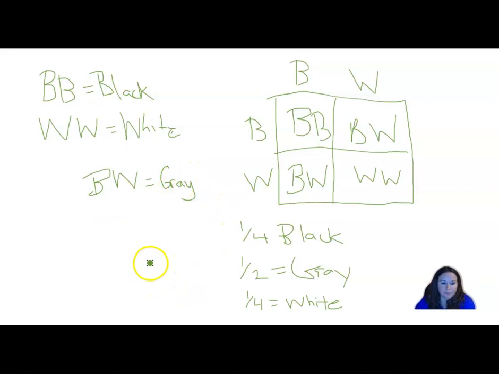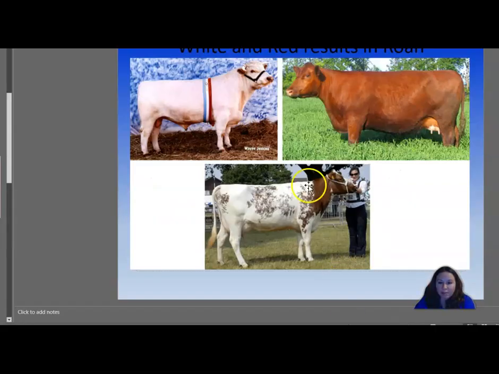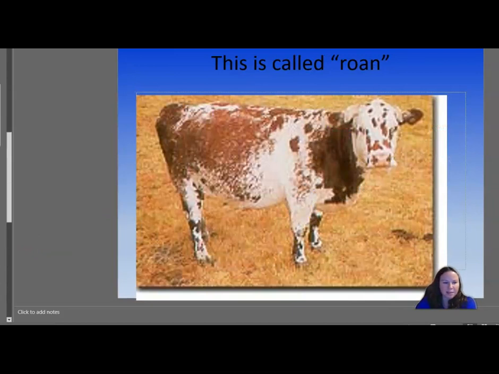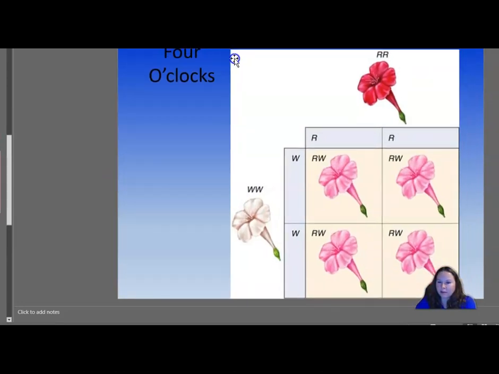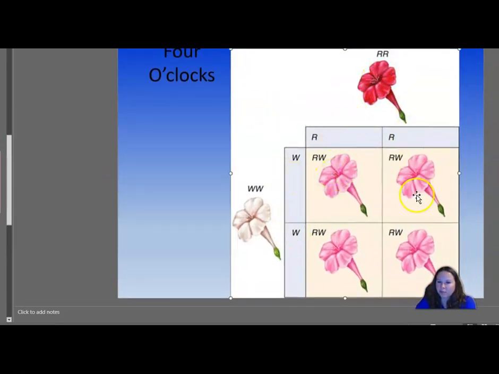Right? So there's those problems. If we were doing the problems with the cows that I talked about here, I might choose big W for a white cow, big R for the red cow, and then my roan intermediate or blended form is big R, big W, a lot like the red and white flowers, except you don't get a pink cow. Wouldn't that be cool if you did? You get the roan cow. So again, this is called roan. Here is a picture of a Punnett square there using the R's, W's for the four o'clocks.